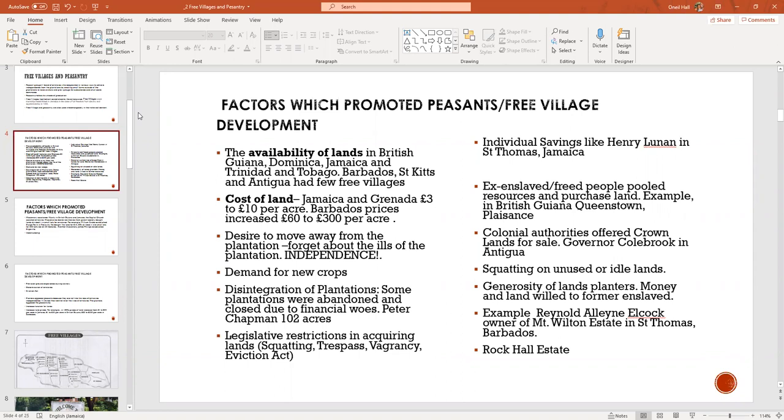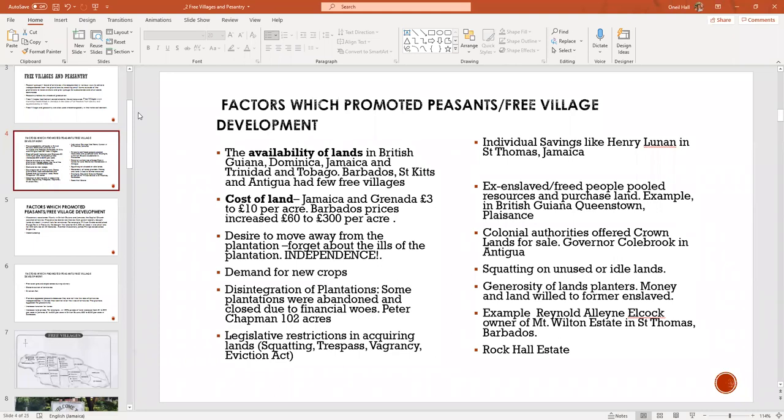Go, Austin, Thorpe, and then Bartley. Sir, I probably have this point on your PowerPoint, but I read in the list that the missionaries also had a role in the development of free villages. You have it on your copy. You are correct. Yes, the missionaries had a role. I'm coming back to that point.